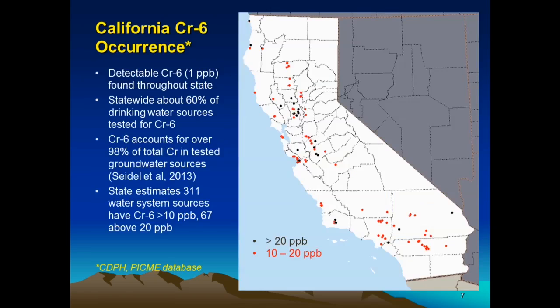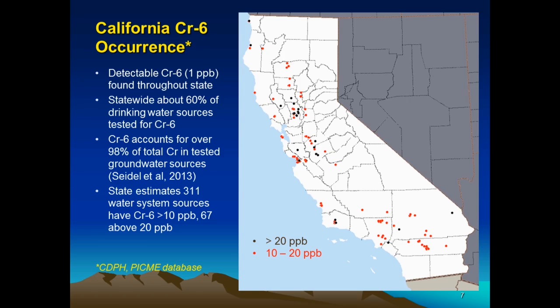So where does it occur in California? Chromium occurs throughout the state above levels of 1 part per billion. That's the detection level. But only about 60% of the sources have been tested. It's not regulated, so there's no requirement to test it now. But back in 2001, they wanted to get some information, so there was some testing done back then. And that's what most of this data is based on.